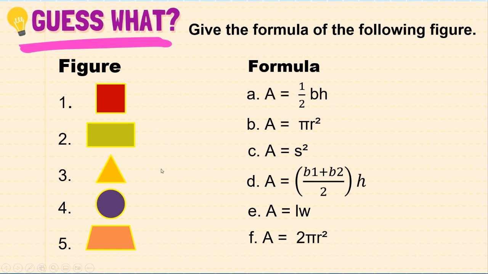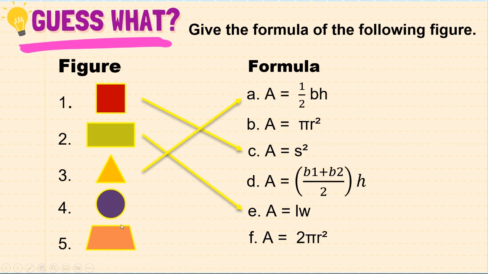Number 1, what will be the correct answer? Correct. The correct answer is letter C. Number 2, you may comment down your answer. Correct. The correct answer is letter E, length times width. Now, what would be the formula for the triangle? The correct answer is letter A.